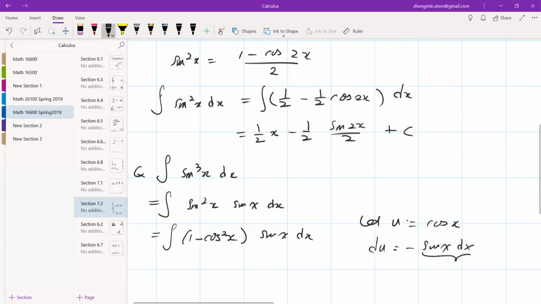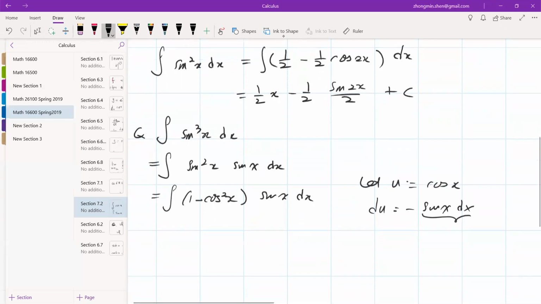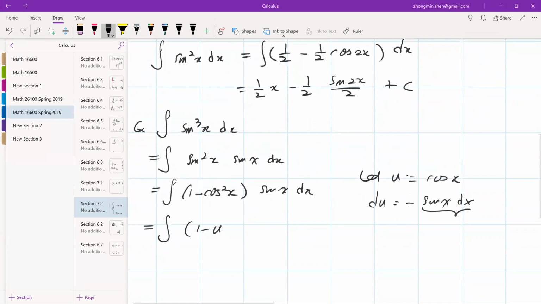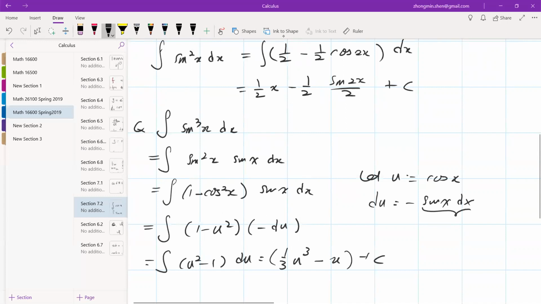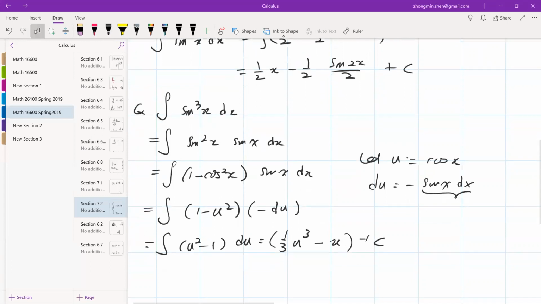So that is the du part. The integral becomes 1 minus u squared, times negative du. So we use a substitution for this particular problem. You get the integral of u squared minus 1 du, and the antiderivative is u cubed over 3 minus u, plus constant. Then you have to replace u by cosine x.